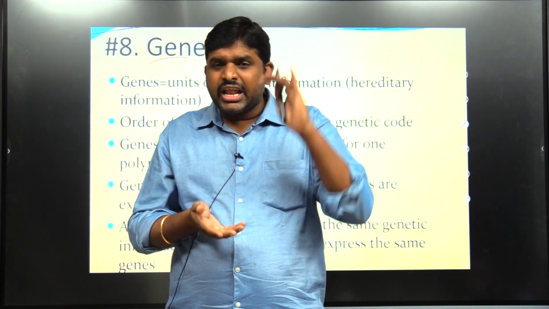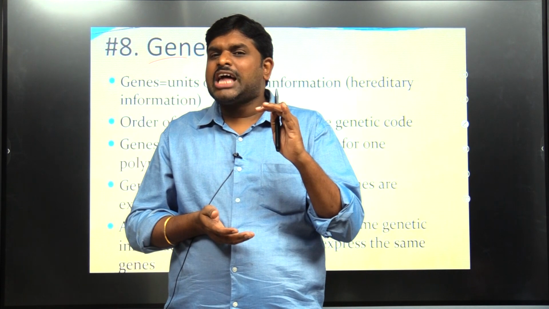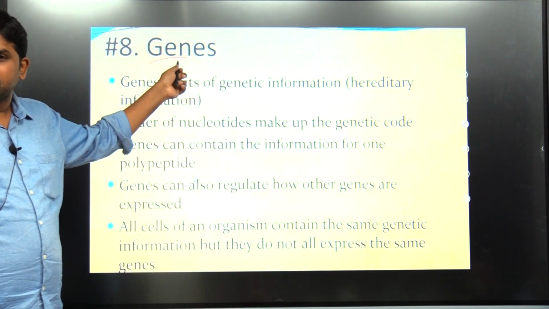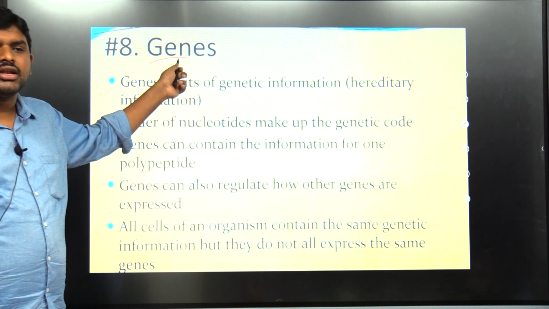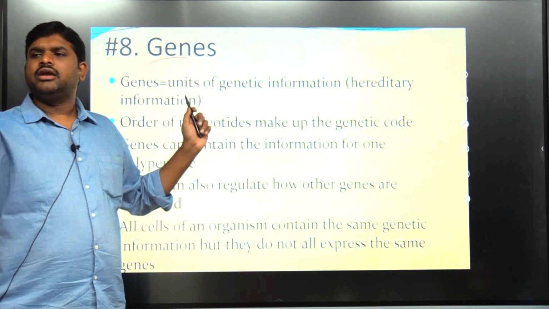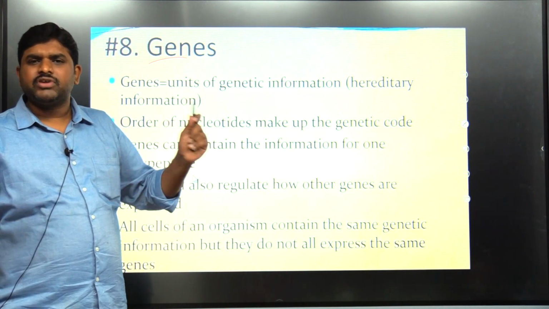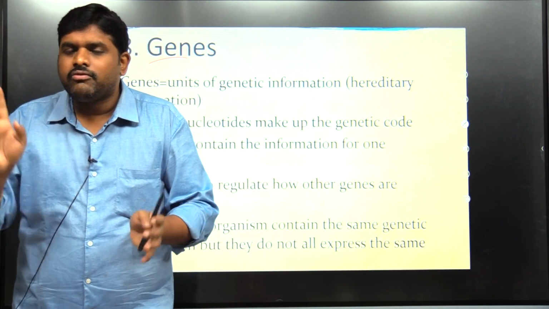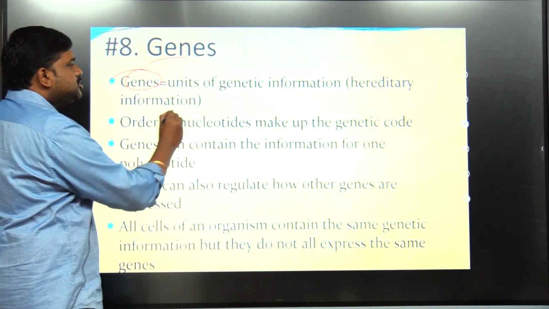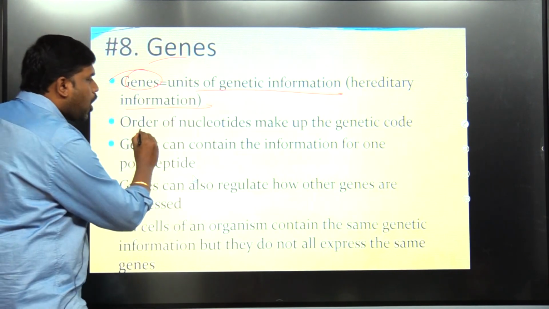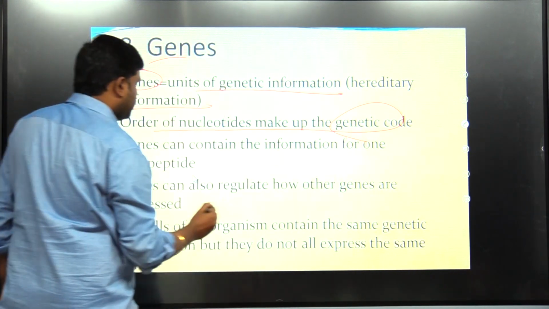When these DNAs are arranged in the form of a structure that has a function, like A, T, C, G, where A is for T, T for A, C for G, G for C, that arrangement is called a gene, which has a function. Genes are units of genetic information, hereditary information. The order of nucleotides makes up the genetic code.